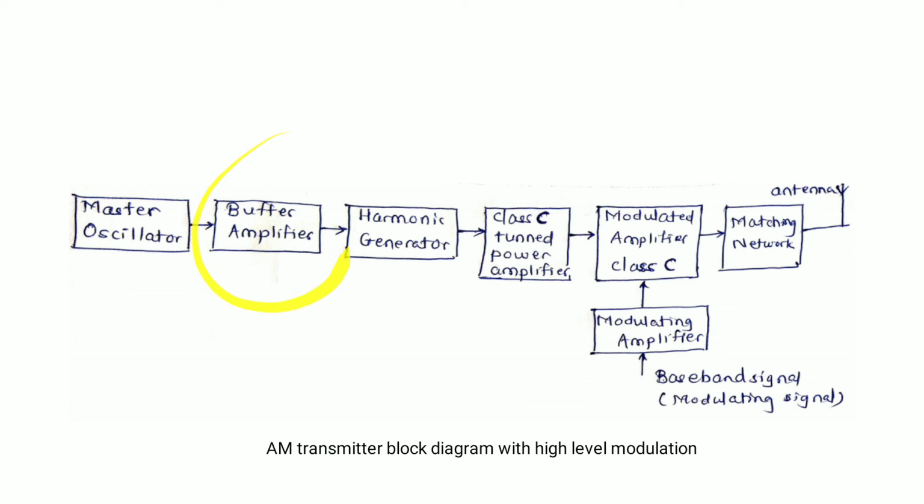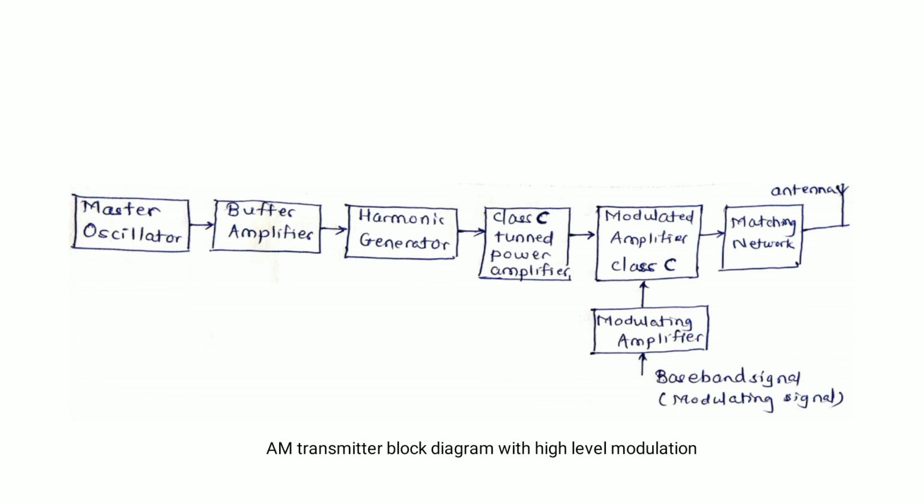Now the buffer amplifier provides high input impedance for the master oscillator. If there is a variation in load current, the master oscillator will be isolated, which results in a stable frequency of the master oscillator. Harmonic generator: it generates a frequency which is a multiple of the frequency of the master oscillator. It works as a non-linear circuit, which also maintains stability of the master oscillator by generating a frequency multiple of the frequency of the master oscillator.